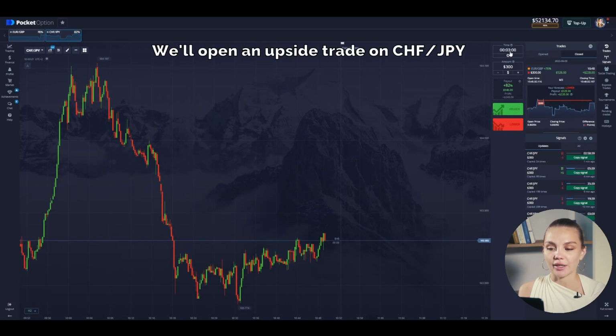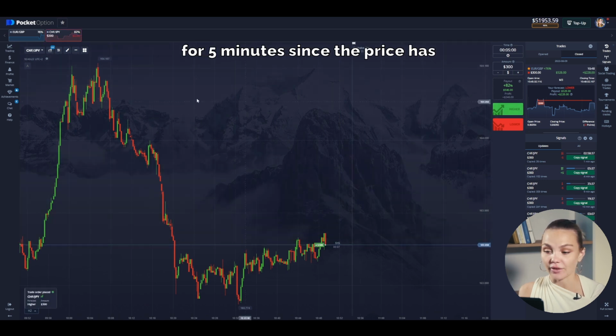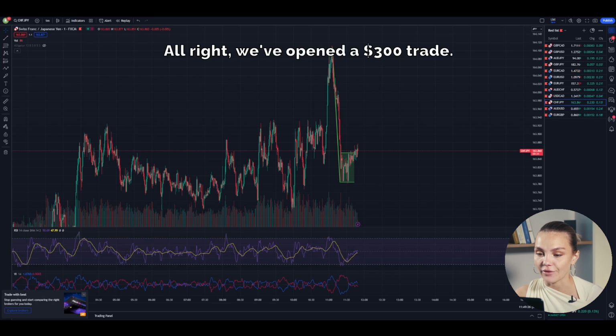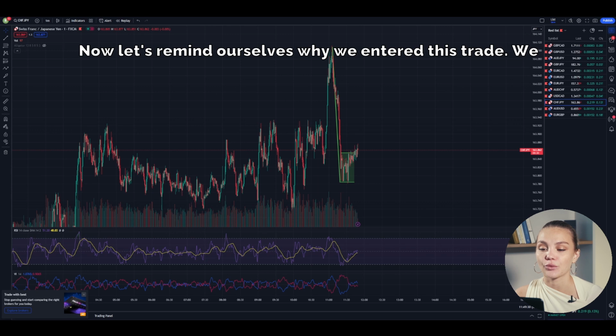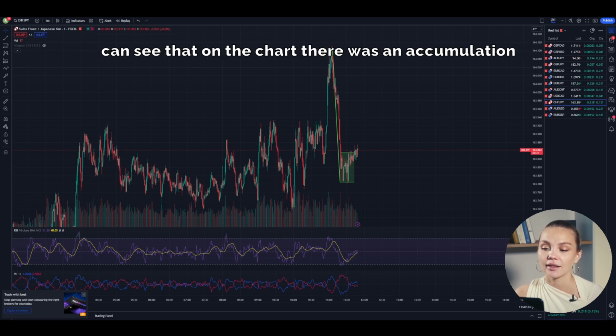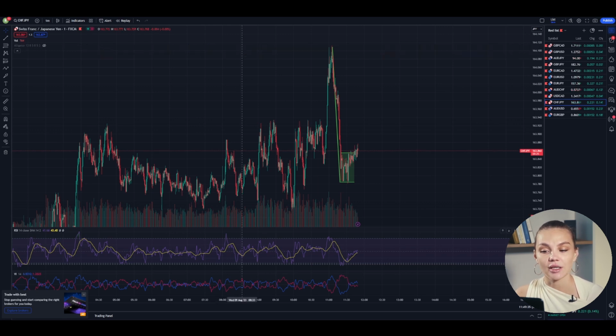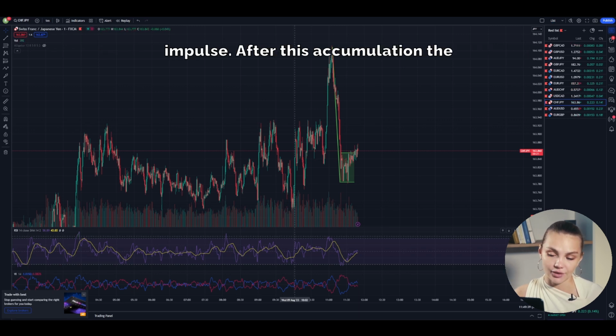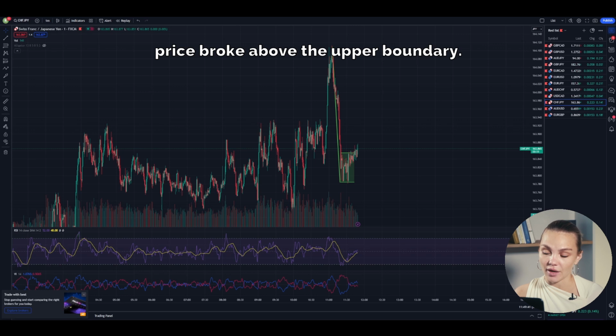We'll open an upside trade on Czech franc and Japanese yen for 5 minutes since the price has confidently exited the accumulation. Alright, we've opened a $300 trade. Now let's remind ourselves why we entered this trade. We can see that on the chart there was an accumulation, meaning the price traded in a narrow range after a strong impulse. After this accumulation, the price broke above the upper boundary.